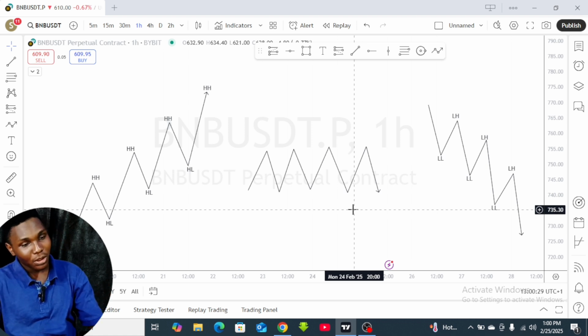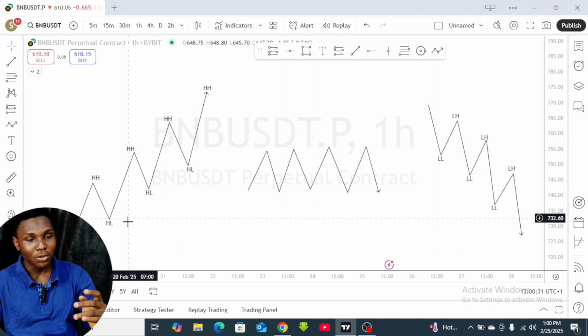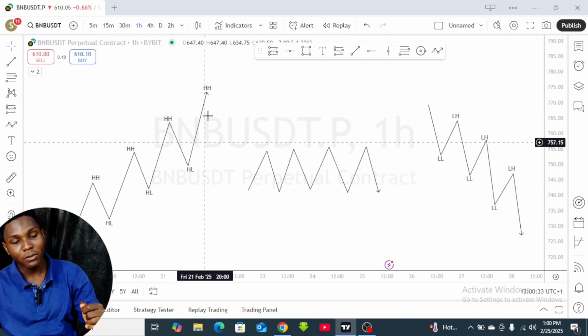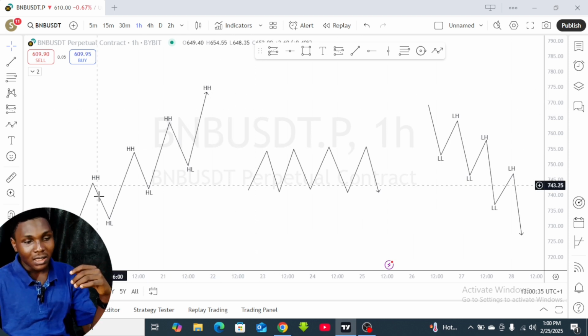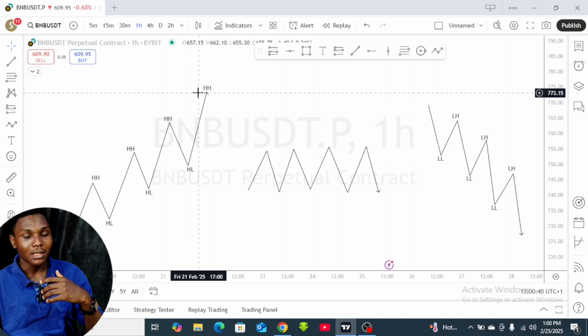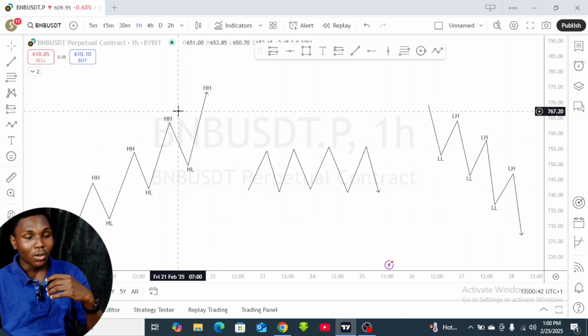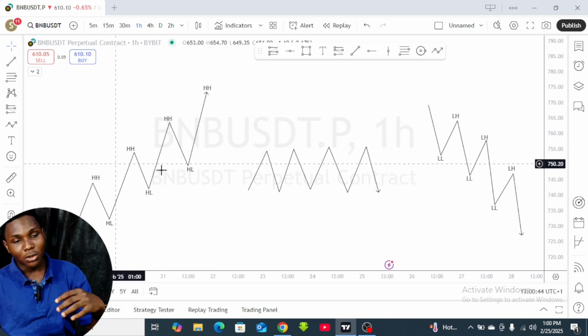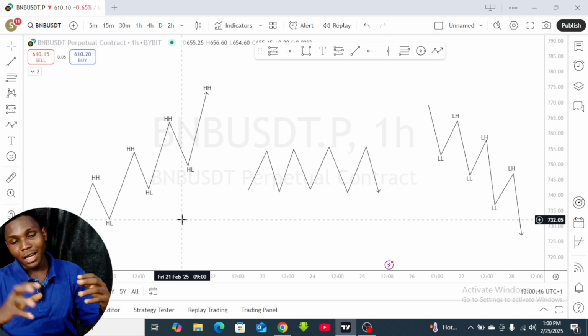Now, when we talk about the bullish market structure, we're simply talking about a market structure where the order flow of price is moving towards the upside. And there we can see that we have higher highs, higher lows, higher highs, higher lows, higher highs, higher lows, higher highs. Now, you can see that the order flow of price is continuously flowing to the upside, and that is why we say it is an uptrend.